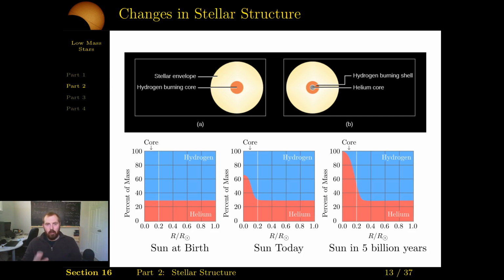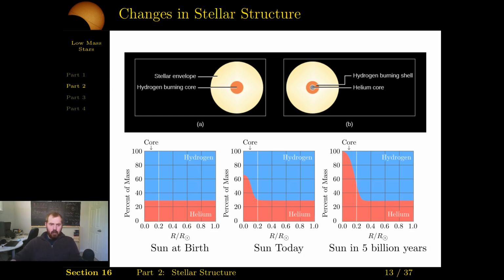Let's now actually look at this internal structure. A couple of things in these plots here, so let's walk through this together. Each one of these curves is a representation of the sun as a fraction of its radius. We're inside the deep core of the sun, and we go out to the outer layers of the sun, right? One is one solar radius. And on the y-axis, we're looking at the percent of mass. We're going to look at just the two main elements that are present, hydrogen and helium.